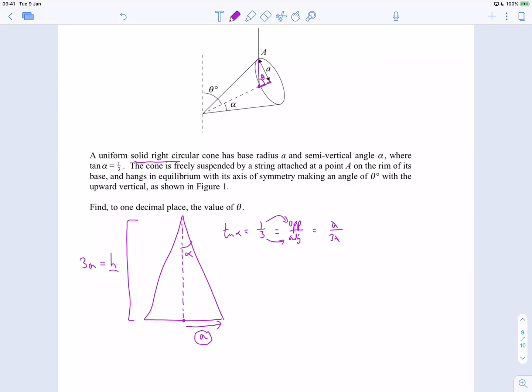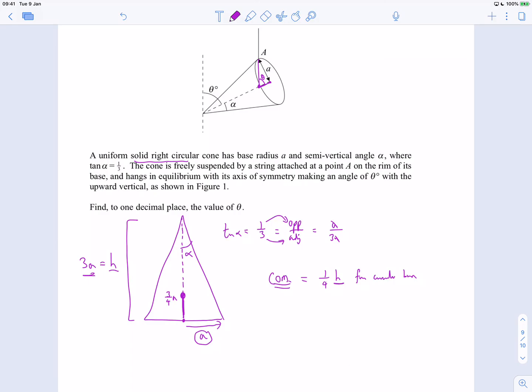Now, this is a solid right circular cone, so I can work out the centre of mass because it's one of the given results in the formula booklet. A solid right circular cone has its centre of mass 1/4 of the height from the circular base. Now I know what h is. h is 3a. So actually the distance from here to where that is 1/4 of 3a, which is 3/4 of a. Okay, that's actually not too bad.